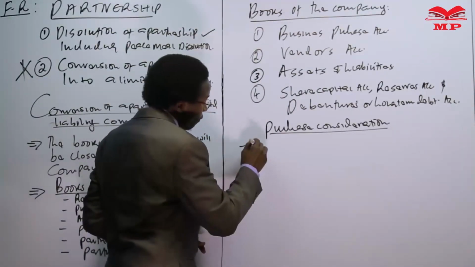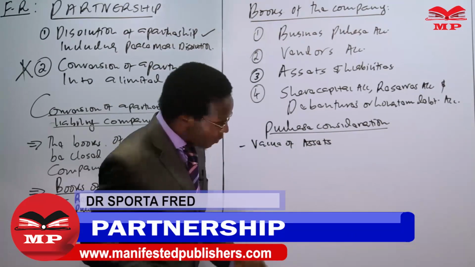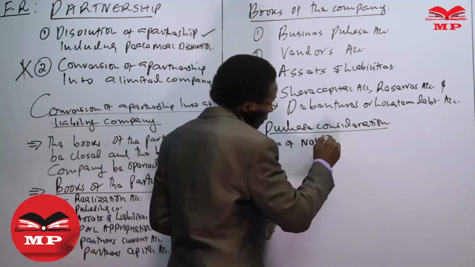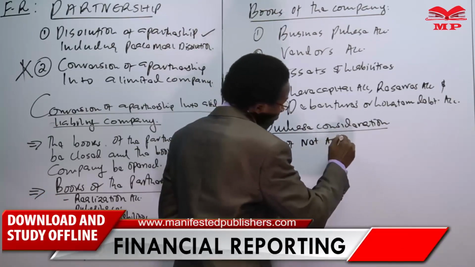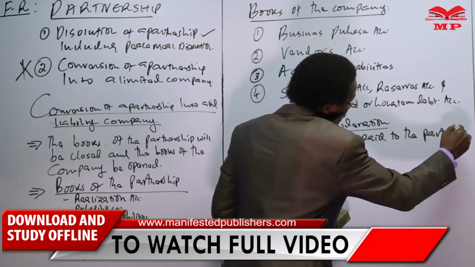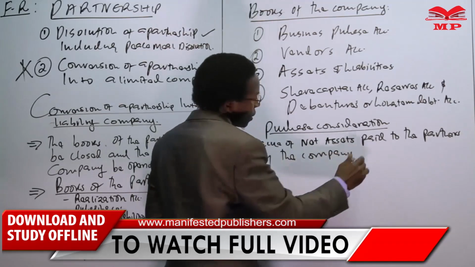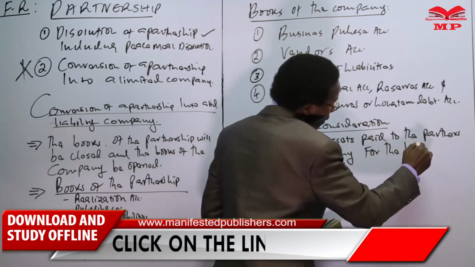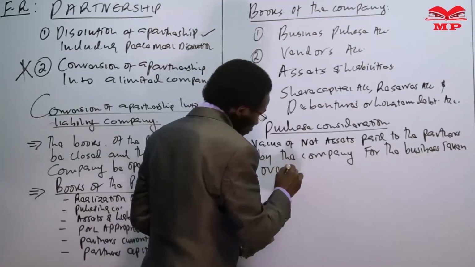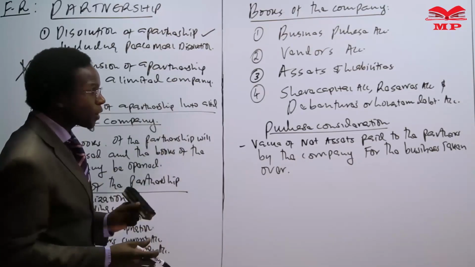So this is the value of net assets paid to the partners by the company for the business taken over. So the value of net assets paid to the partners by the company for the business taken over.